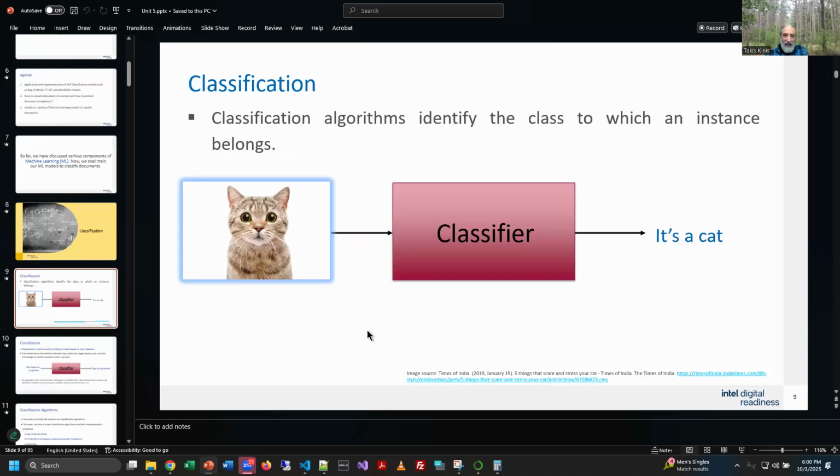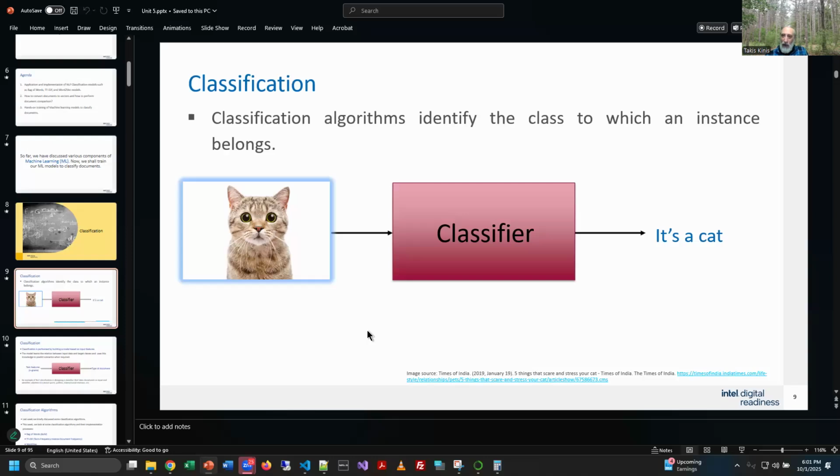So we're going to talk about classification. This is not a new topic for us, right? So when we did machine learning, we talked about this stuff pretty extensively, and how we can classify certain things. It's basically a way of organizing information, classifications. So classification algorithms then identify the class to which an instance belongs.